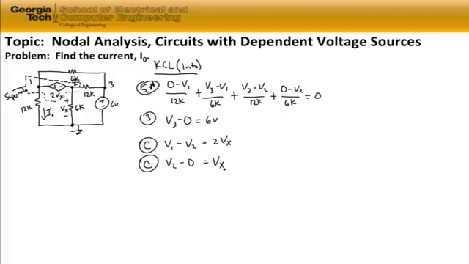Remember, for this problem, ultimately we're looking for I sub 0. I sub 0 can be found, if we look at the equation for I sub 0, using Ohm's law, it's going to be V1 minus 0 divided by 12 kiloohms. So what we really need to find is that nodal voltage for node 1. That's really the only one of interest to us for this problem. Once we have V1, then we can solve for I0.